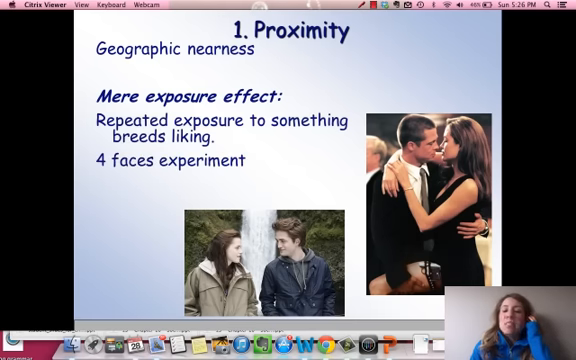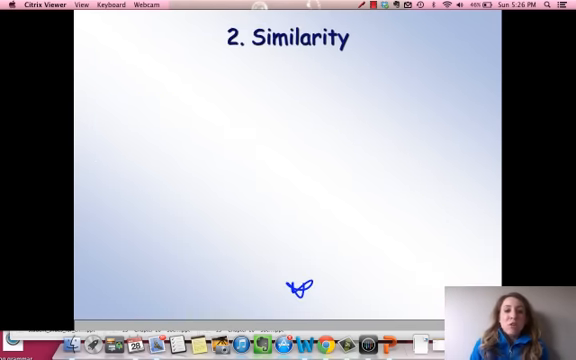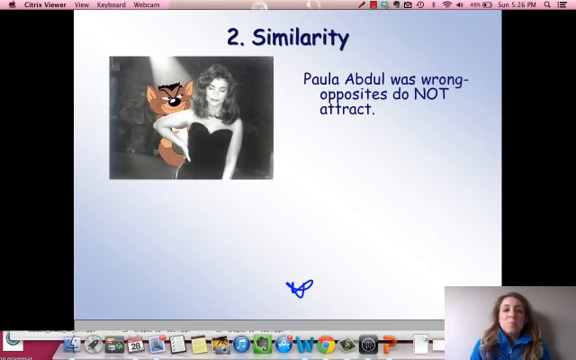This is the four faces experiment they did, where they showed four faces at the beginning of the term and at the end of the term in college. And because those four faces were actually real people in the class, the people rated them as more attractive at the end. And then your book, I think, talks about this example of the Taiwanese man who wrote the love of his life letters every day, and she actually fell in love with the mailman because she saw the mailman every day, right? So mere exposure effect. The more you see it, the more you like it.